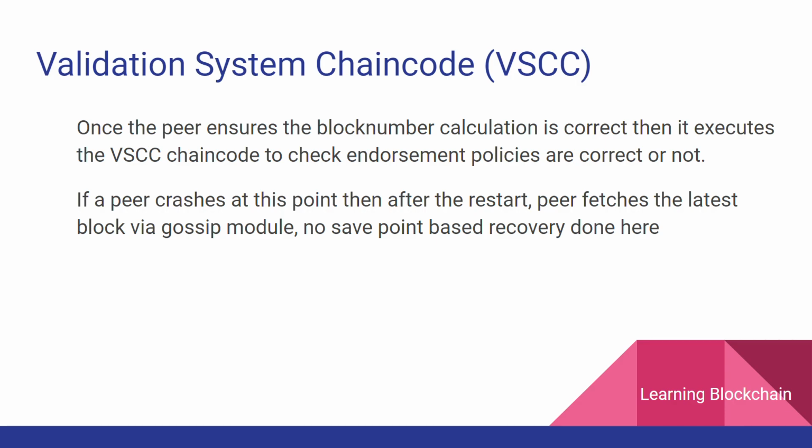So whenever the peer gets the block, it first checks via the gossip module whether it is the save point plus one or not. If it is correct, then only it goes to this step, and at this stage it calls the validation system chain code to check the endorsement policies. In a nutshell, if you don't know about the endorsement policy, then kindly go to the Hyperledger Fabric blockchain documentation to know more about what the endorsement policies are. Also, I have given some examples, some rough idea about the endorsement policy, in my other lecture on blockchain basics.